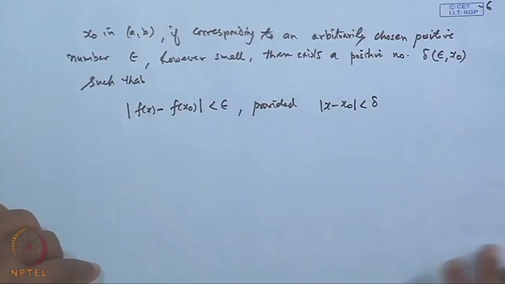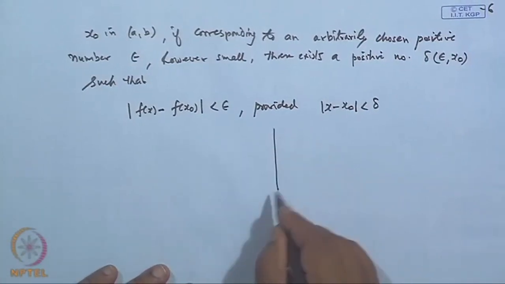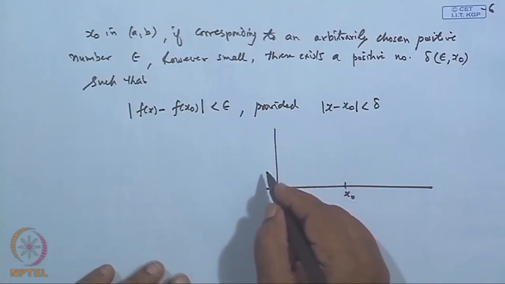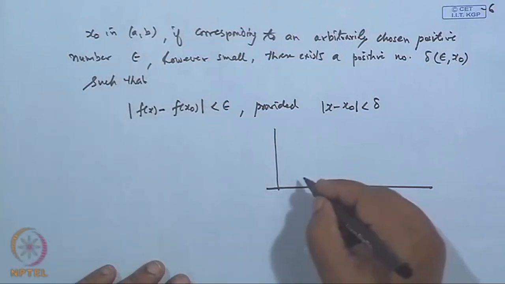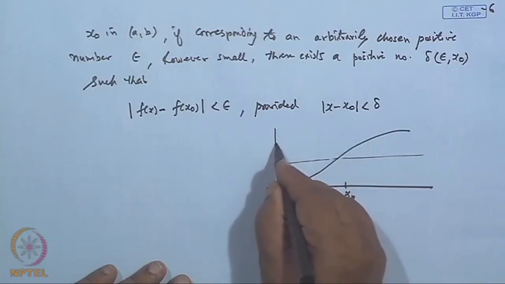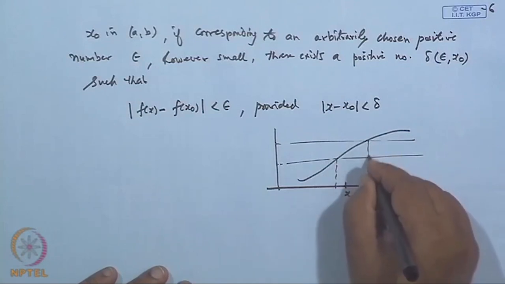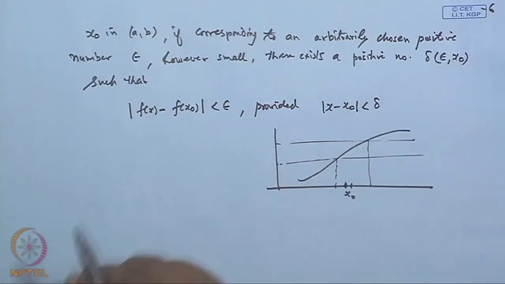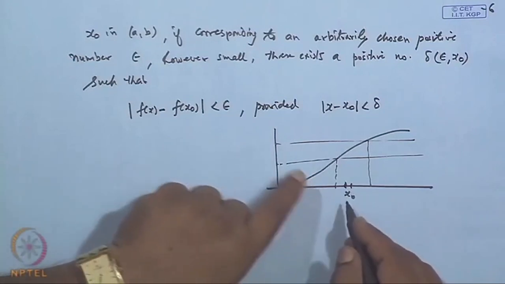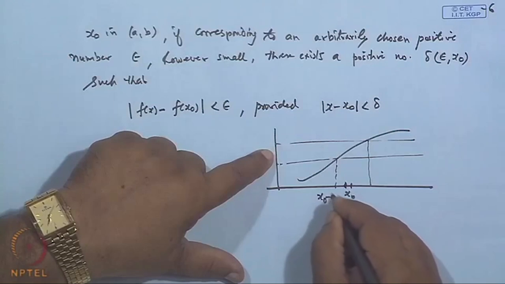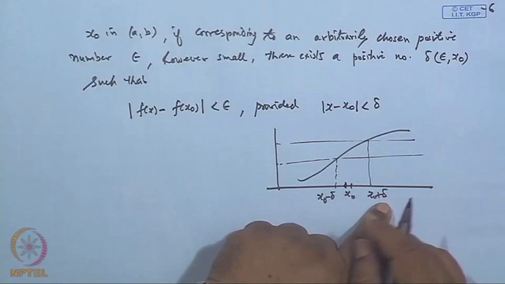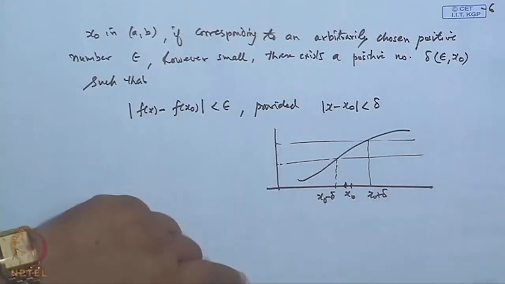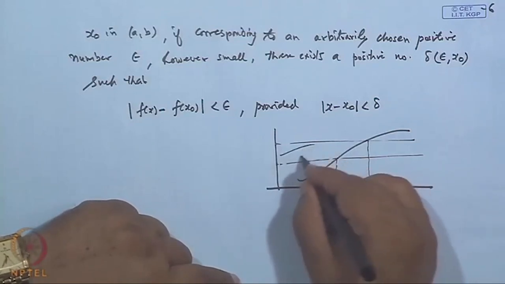Okay. It means the following: a function f is continuous at a point x naught if, corresponding to an assigned arbitrarily chosen positive number epsilon, there exists a delta, depending on epsilon, such that this condition holds. It means that if epsilon is given, then we can find a neighborhood of x naught, say x naught minus delta to x naught plus delta, with respect to the given bound, such that the image of any point x will always fall within this range.